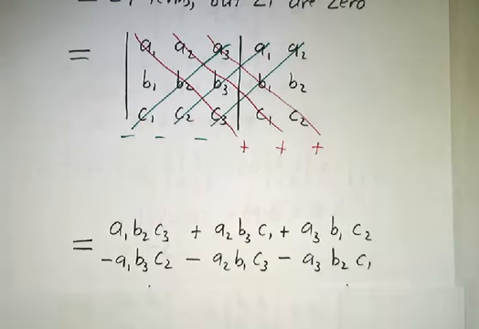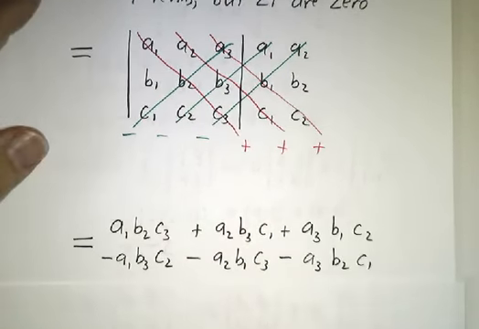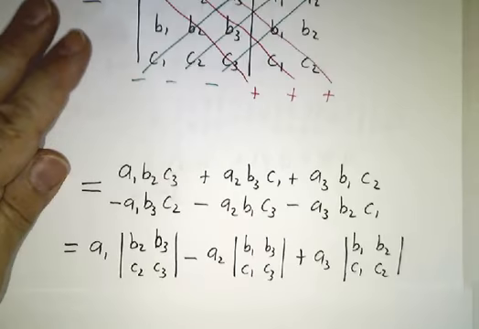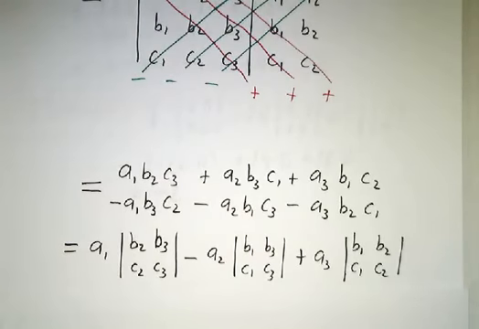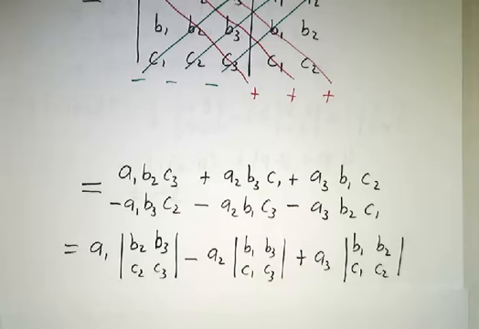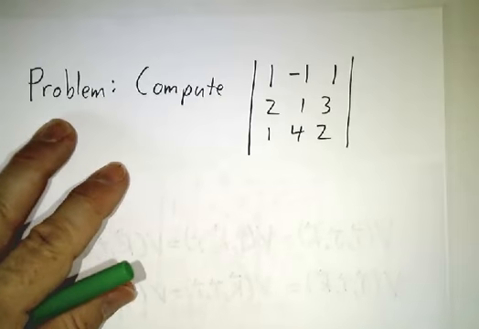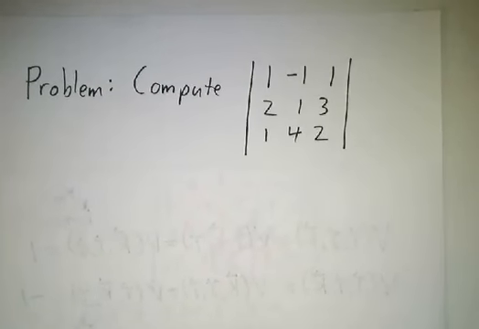Now another way to compute this is you could look at A1 times B2C3 minus B3C2. In other words, it's A1 times a 2 by 2 determinant, minus A2 times a 2 by 2 determinant, plus A3 times a 2 by 2 determinant. So to finish this off, let's work an example. Let's compute the determinant of this matrix.